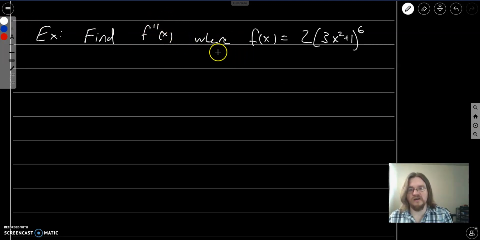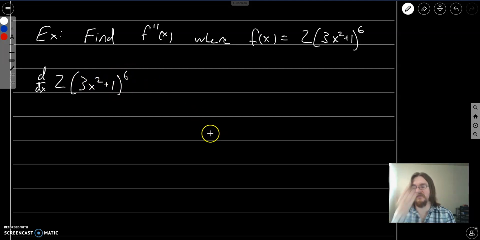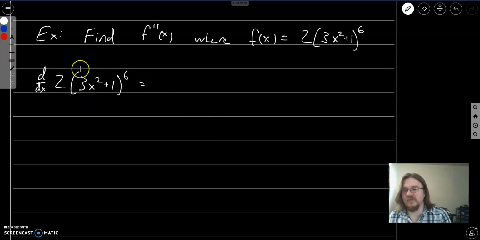So the second derivative of f of x, where f of x is equal to 2 times (3x squared plus 1) all to the 6th power. So let's find the first derivative of this guy. So here, I'm going to have to use the chain rule, because I've got all of this to the 6th power. So we have our outside function, and then we have our function that's on the inside.